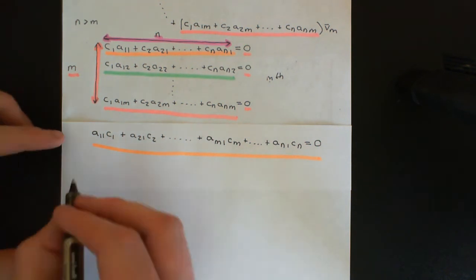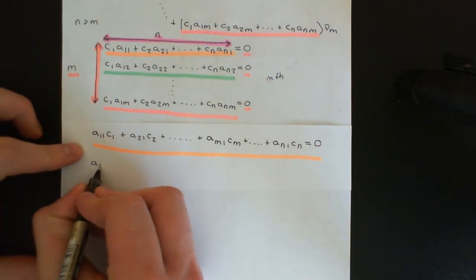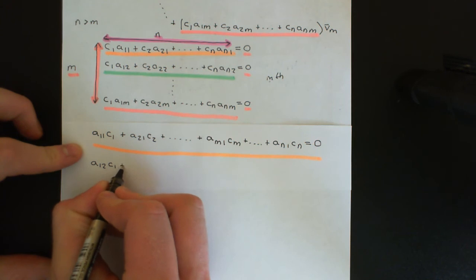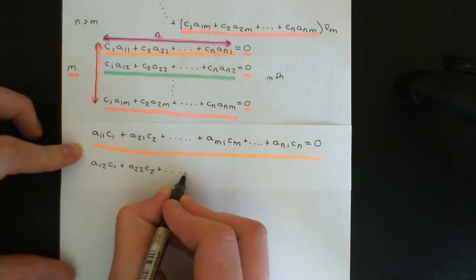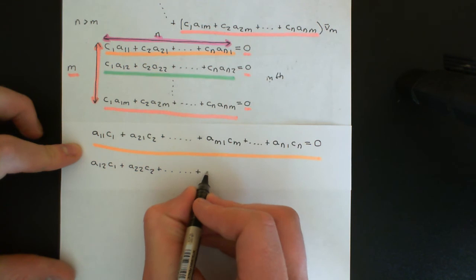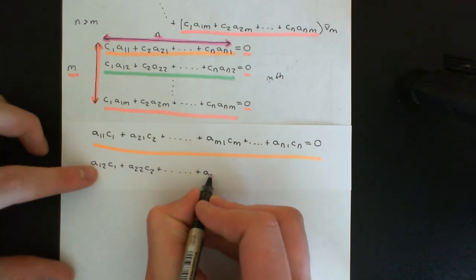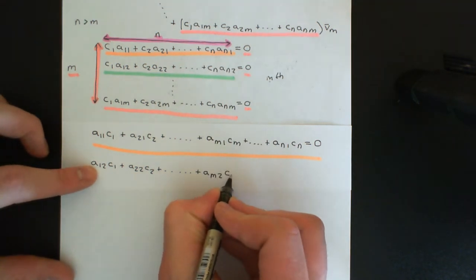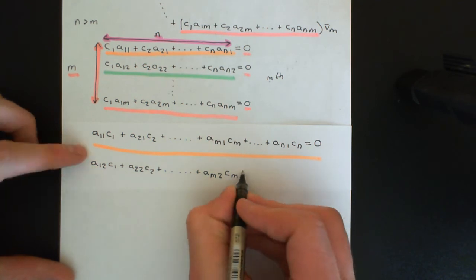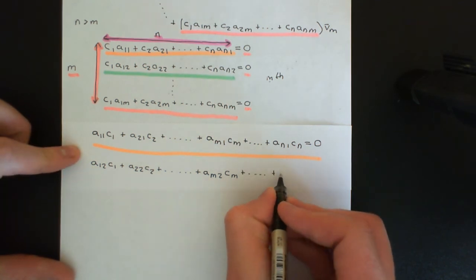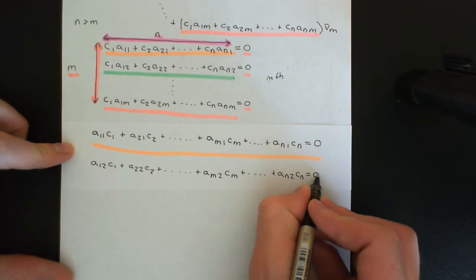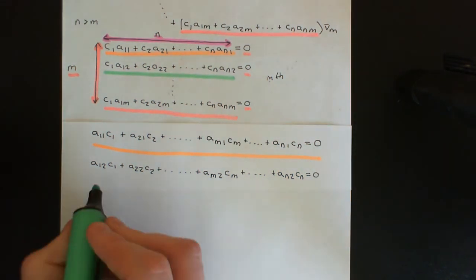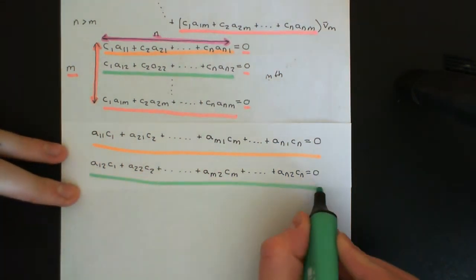Now I'm going to do the same thing for the green equation and the red equation. So a12 c1 plus a22 c2 plus all the way up until we get to am2 cm, like so, plus dot dot dot all the way up to an2 cn is equal to 0. So there is our green equation, so I'll once again underline that in green here.